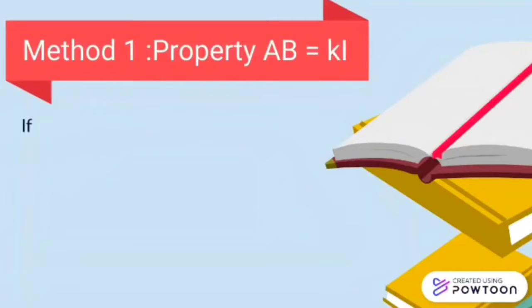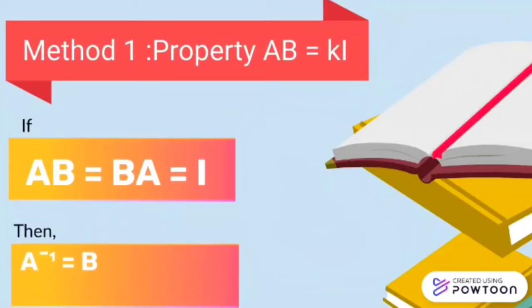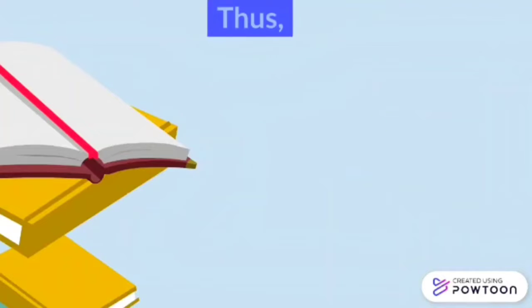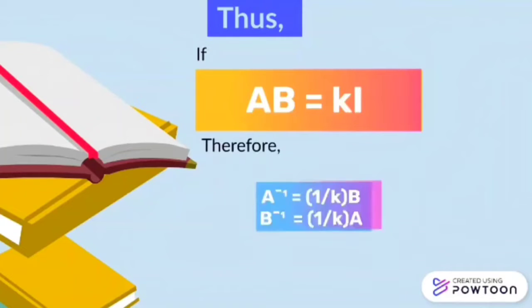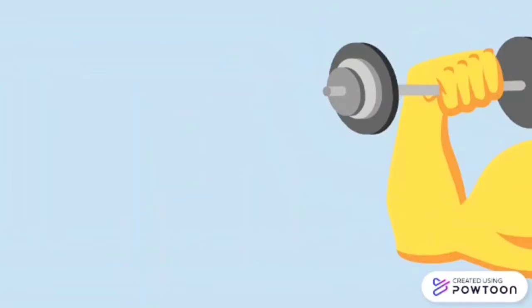So the first one is the property AB equals kI. If matrix A multiplied by matrix B equals BA equals the identity matrix, then A inverse is equal to B and B inverse is equal to A. Thus, if matrix A multiplied by matrix B equals k multiplied by the identity matrix, therefore A inverse is equal to 1 over k B and B inverse is equal to 1 over k A.